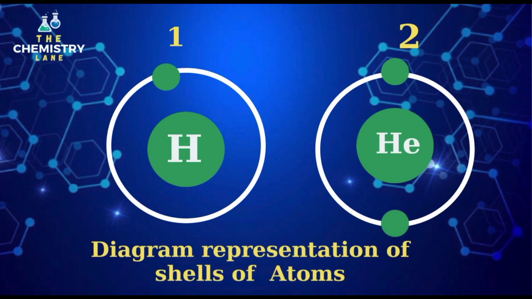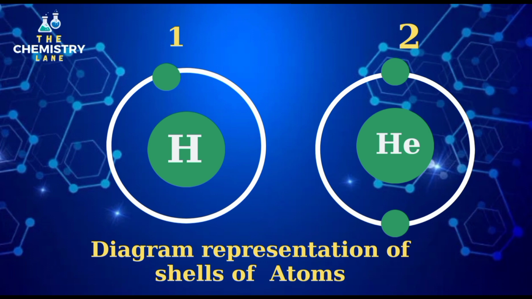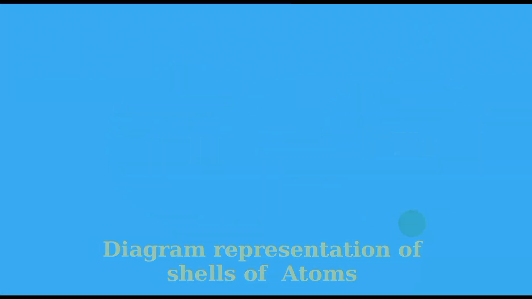Now this is a diagram representation of the shells of an atom. This is hydrogen showing its atomic number 1, and helium showing the 2 balls showing the 2 atomic number of helium. They are both on the K shell, which is the closest to the nucleus.